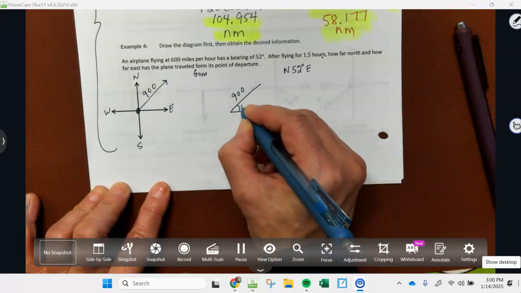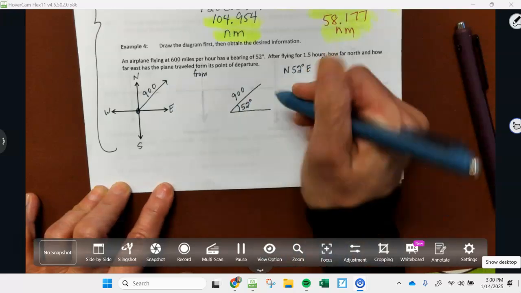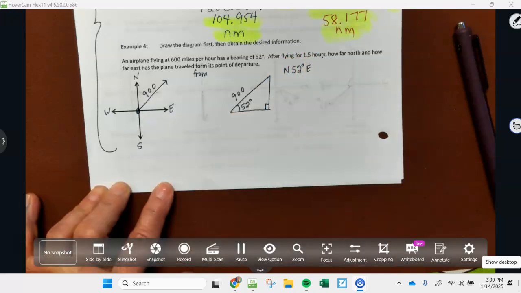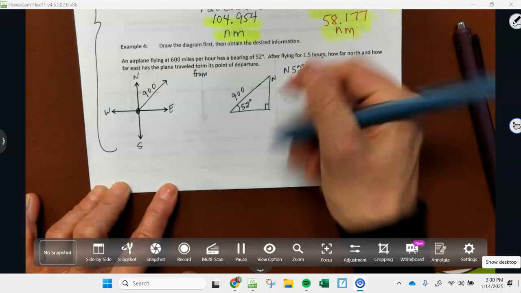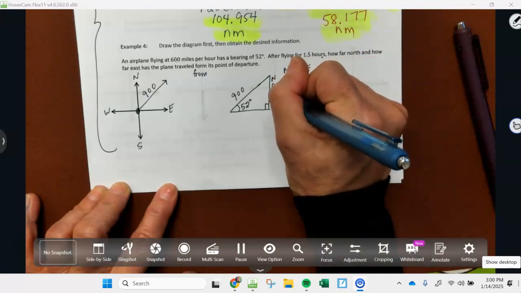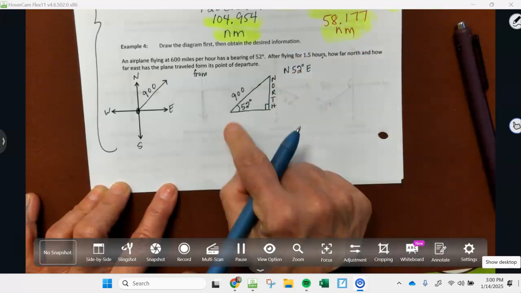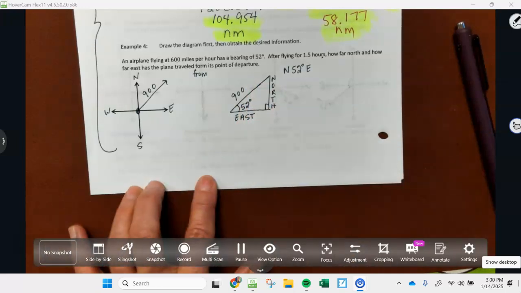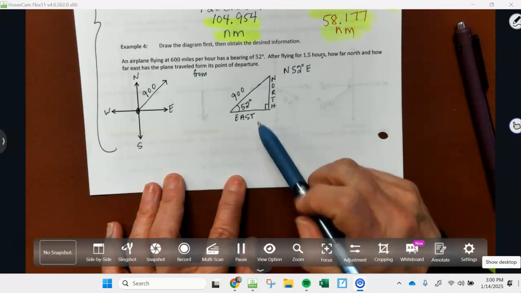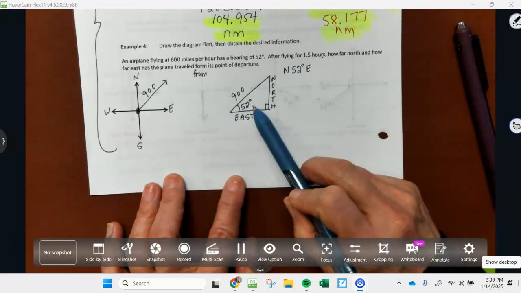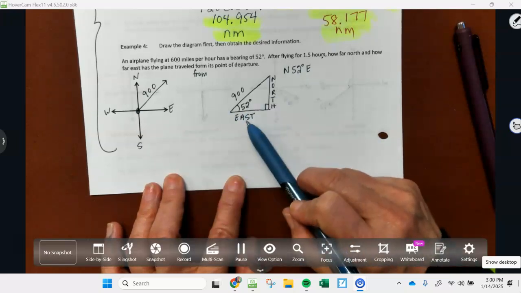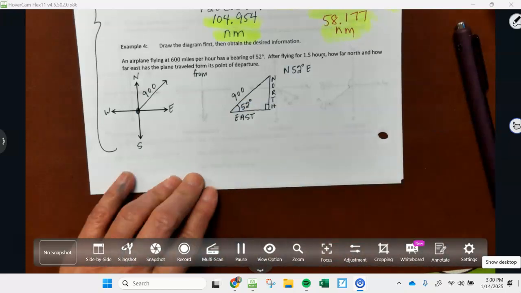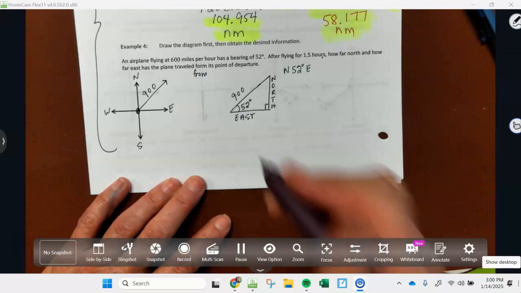We know this angle is 52 degrees. Here's our right angle right here. This represents north. This represents east. And again, you are given an angle here that should be anchored at the origin. So we have opposite, and we have adjacent, and we have the hypotenuse. So again, this is going to be sine and cosine.